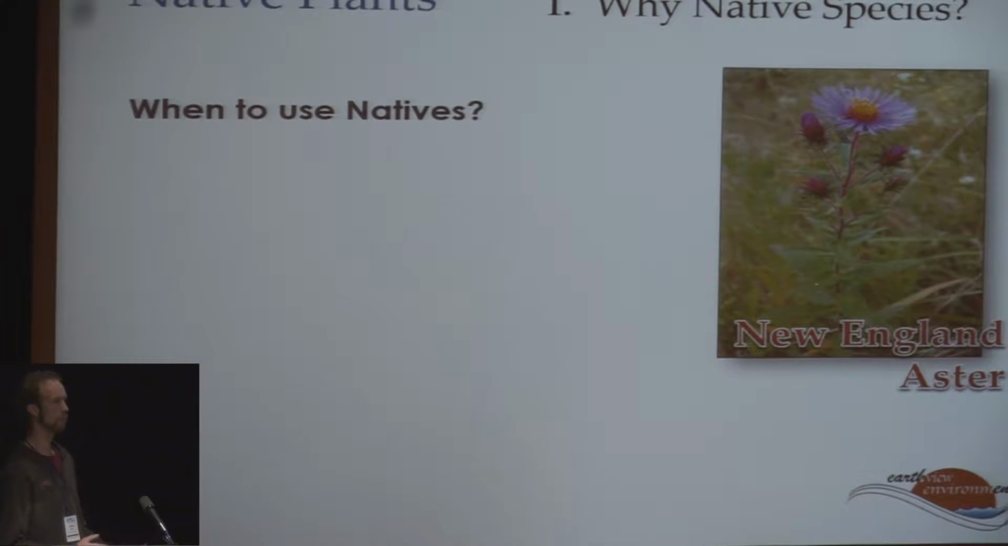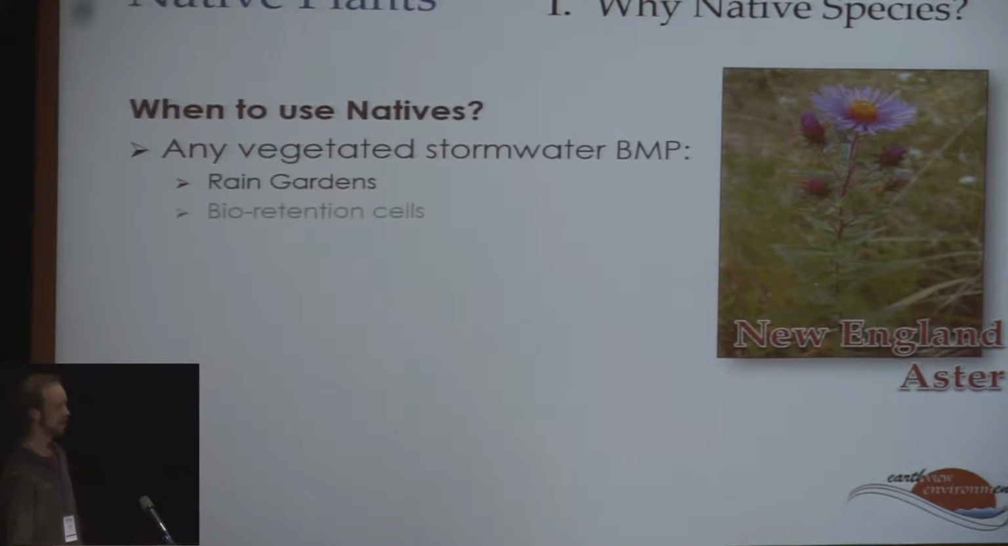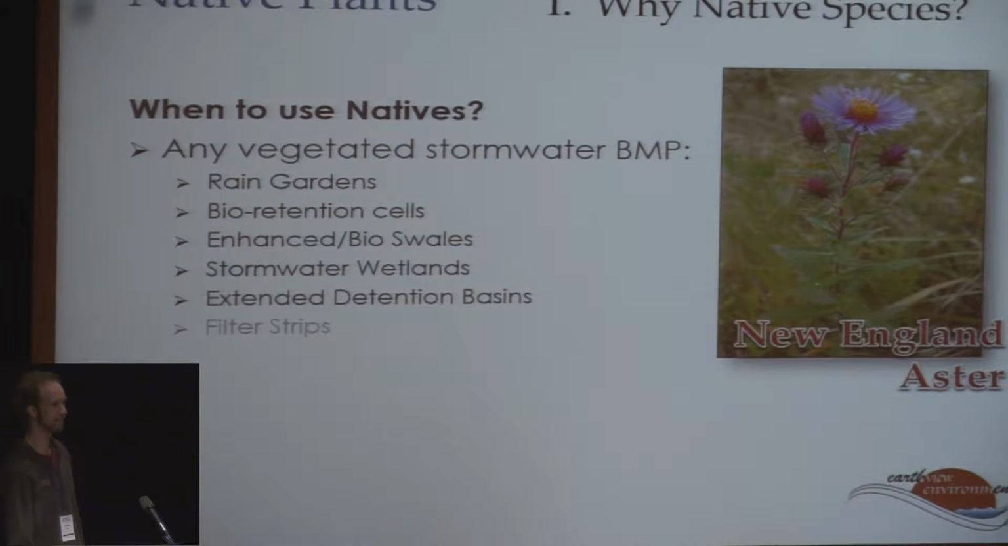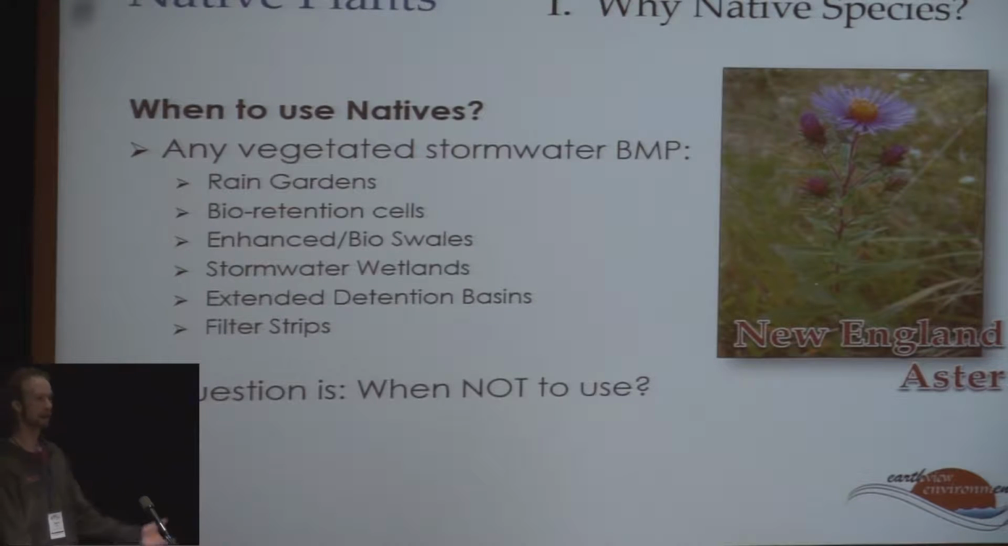So to wrap up, my case for natives. When should you use them on a stormwater system? Well, that's easy. Anytime you have plants. There's no reason not to use them. Bioretention cells, rain gardens, bioswales, stormwater wetlands, even grass filter strips can be great places for native species. So I would ask the question, when shouldn't you be using them?